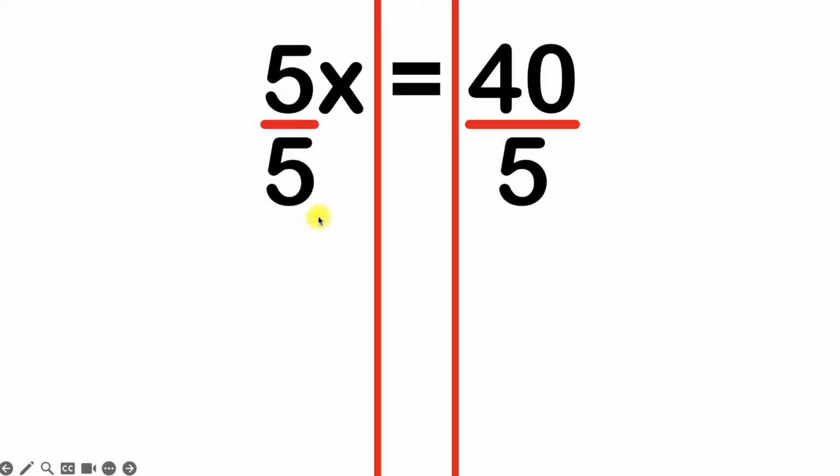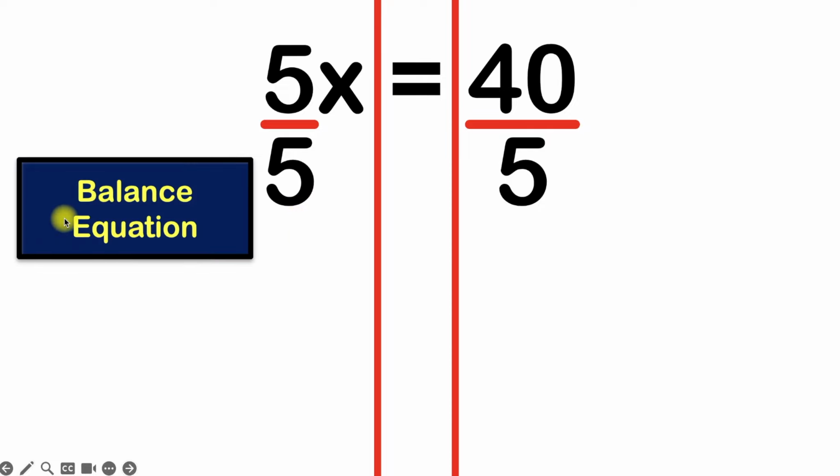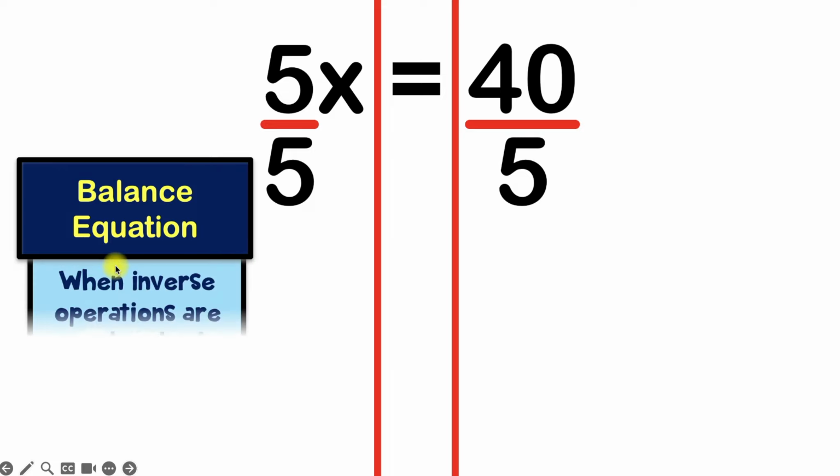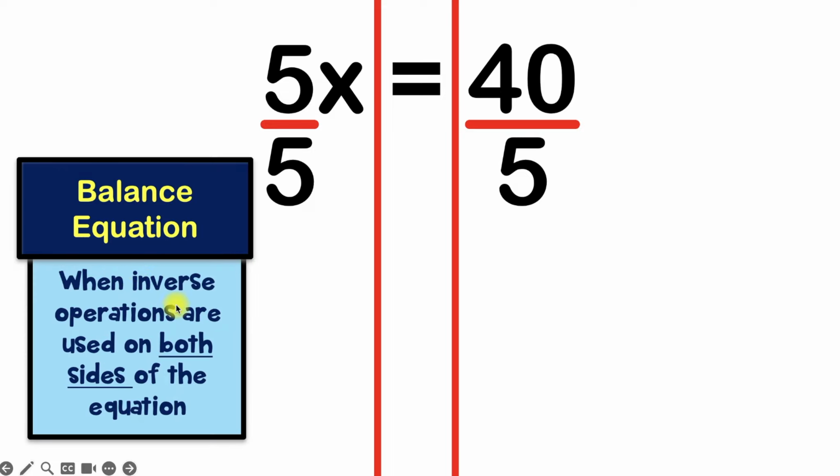And it's important to remember that you do it to both sides. That's called balancing the equation. Because when you balance the equation, you use inverse operations on both sides. You're doing the same exact thing to the left and right, and that doing the same thing is what maintains equality on both sides. So now on the left side, we'll divide 5 by 5.